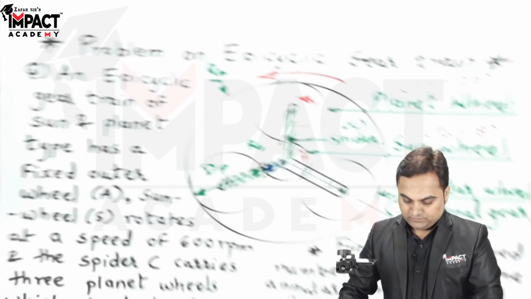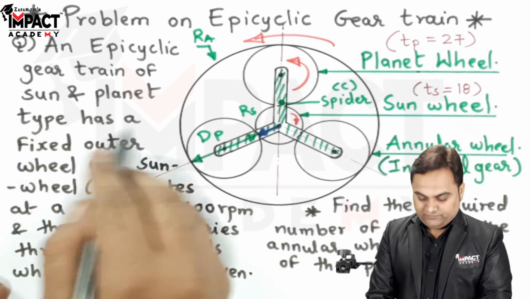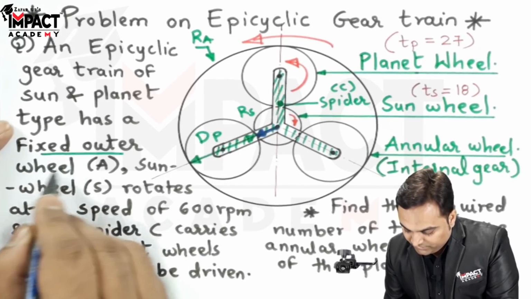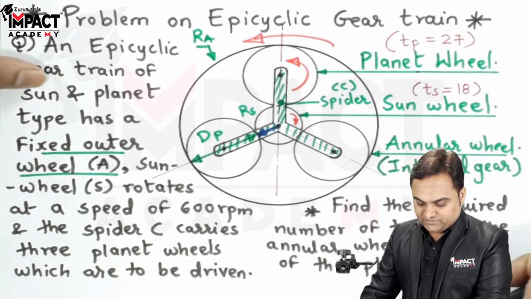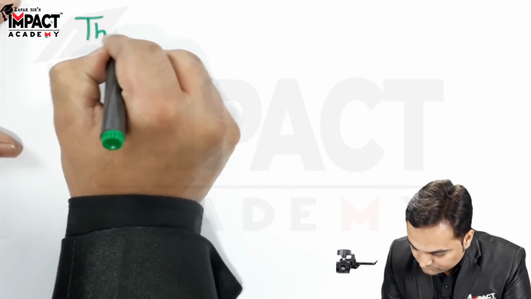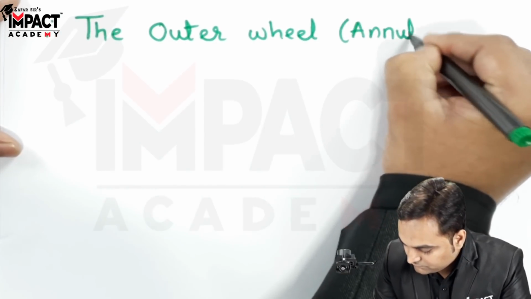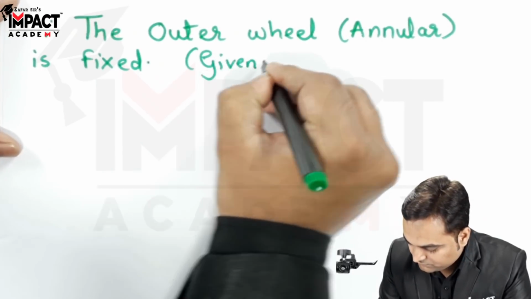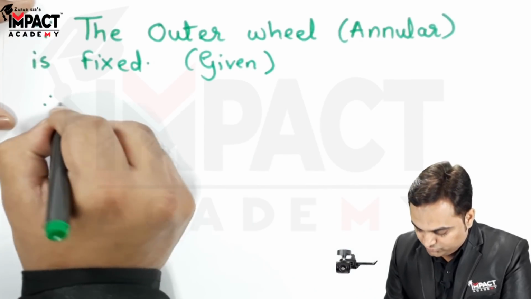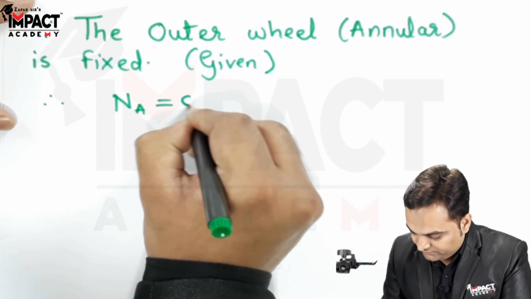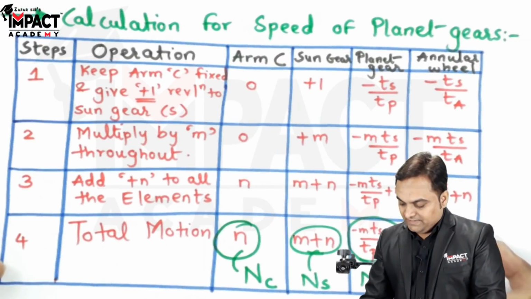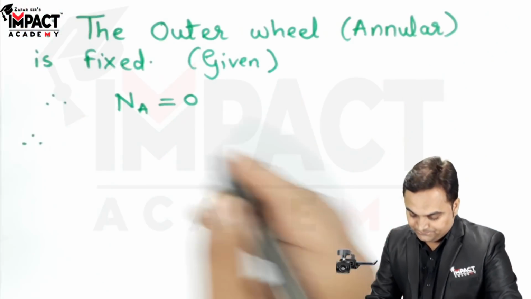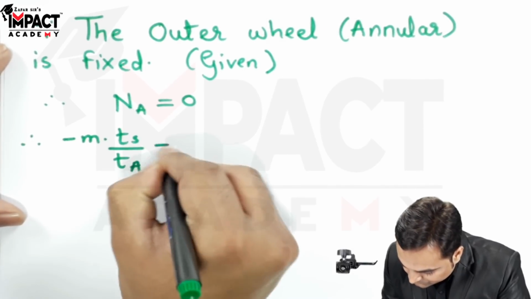So starting with the first condition, it is said in this problem at first that an epicyclic gear train of sun and planet type has a fixed outer wheel A. So I'll be using this condition, that is first keeping the outer wheel as fixed. Since the annular or the outer wheel is fixed, it is given. So therefore, speed of annular n suffix a is equal to 0. And therefore, from the table, the value of speed of a is minus m into ts by ta plus n, I'll write this is equal to 0.